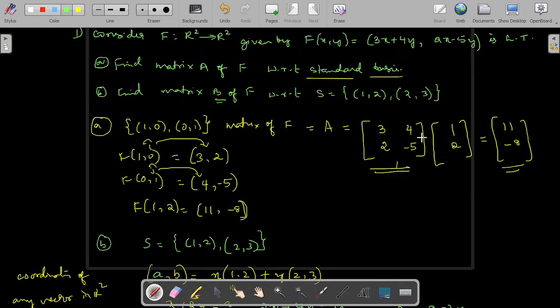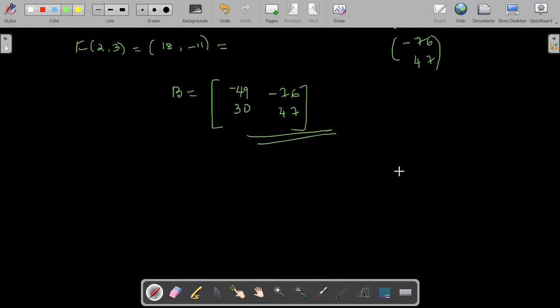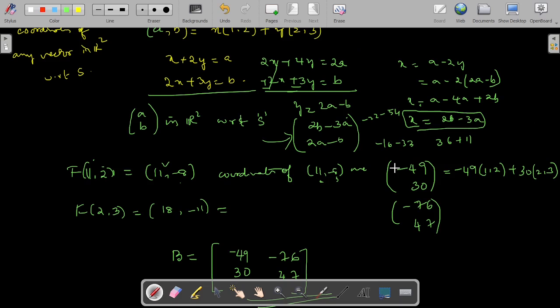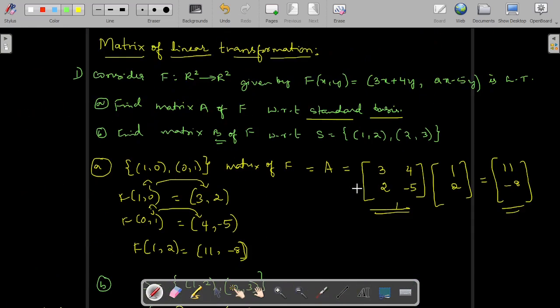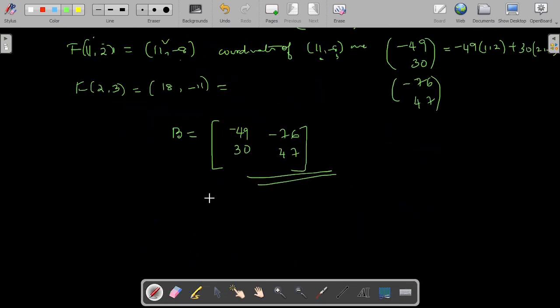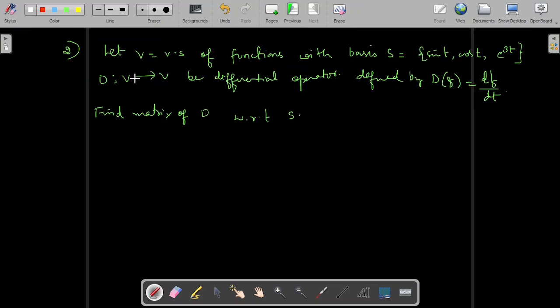Now two matrices you got. This is with respect to the standard basis. A and B are called similar matrices because they represent the same transformation. You know that similar matrices have the same characteristic polynomial, the same minimal polynomial, and the same determinant value. You can check with these two matrices A and B, because they represent the same transformation but with respect to different bases. Now see one more question.